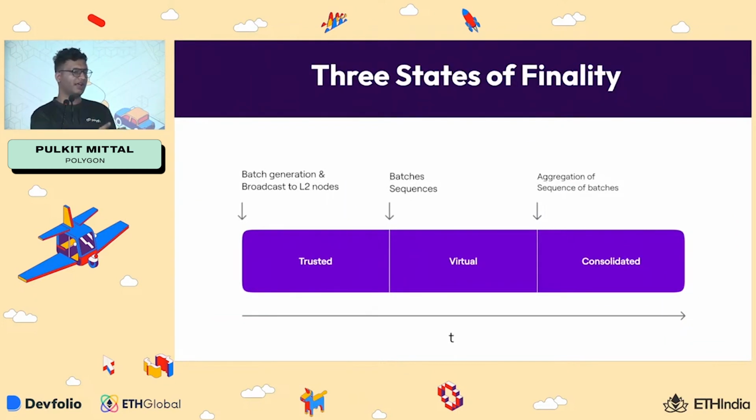So these are the three stages of finality that I talked about before: the trusted, virtual, and consolidated. So it's the trusted state where the batch generation and the broadcast to the L2 node happens, and it's basically given by the trusted sequencer. Then we have the virtual state where we are putting the data availability onto Ethereum, and then we have the consolidated state where we are generating the proof and actually putting this proof on Ethereum.